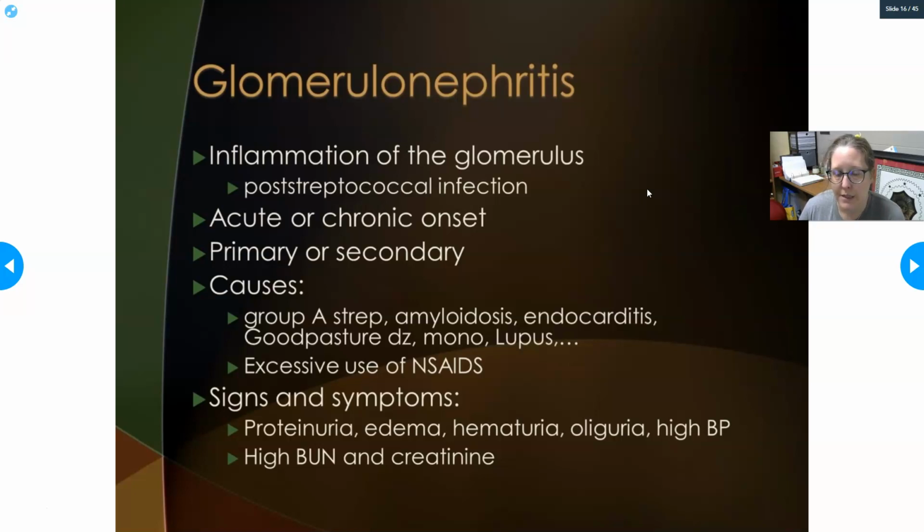And excessive use of NSAIDs is another one. So non-steroidal anti-inflammatory drugs such as ibuprofen and naproxen and all of those. The signs and symptoms of glomerulonephritis are going to be proteinuria, edema, hematuria, oliguria, and high blood pressure. So protein in the urine, swelling around the body, blood in the urine, only production of a small amount of urine, and then high blood pressure. And of course, a high BUN and creatinine on the lab.